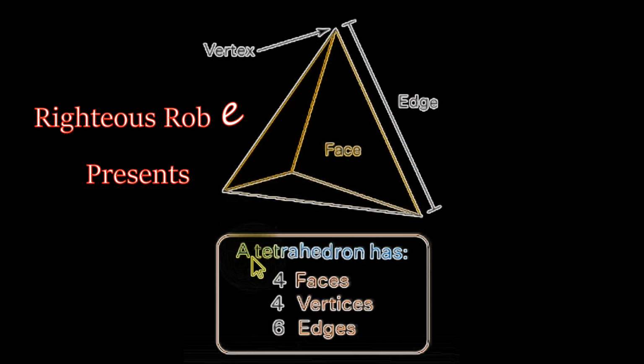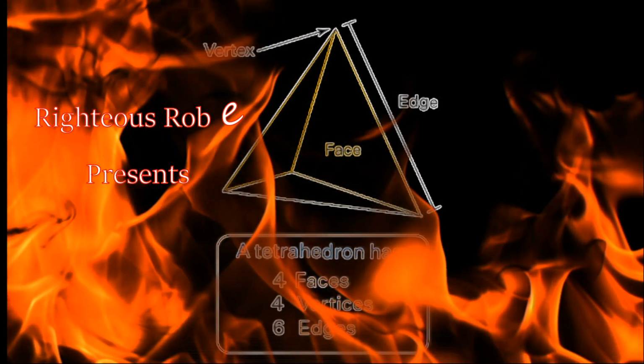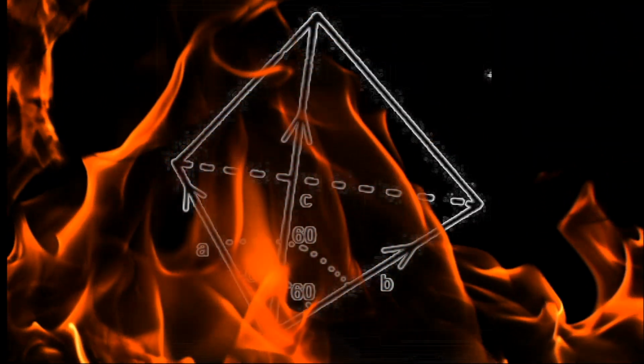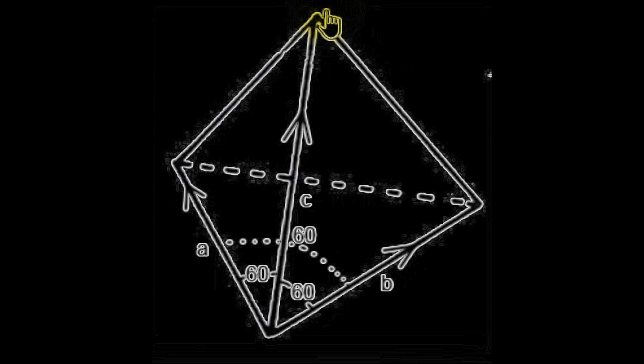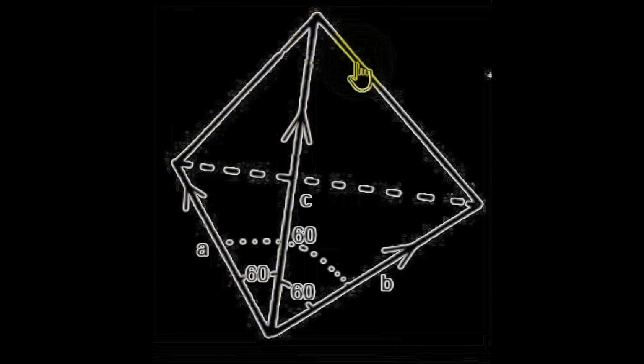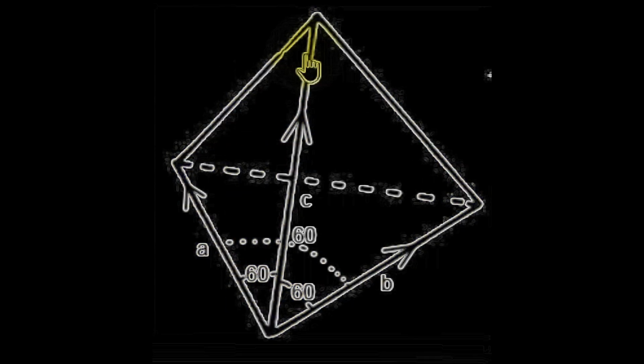A tetrahedron has 4 faces, 4 vertices, and 6 edges. In a tetrahedron, both alpha and beta are 60. Gamma, 60 as well.